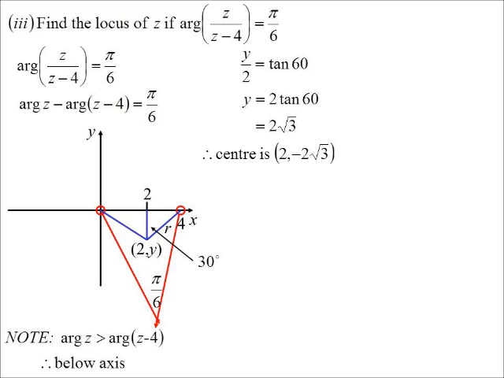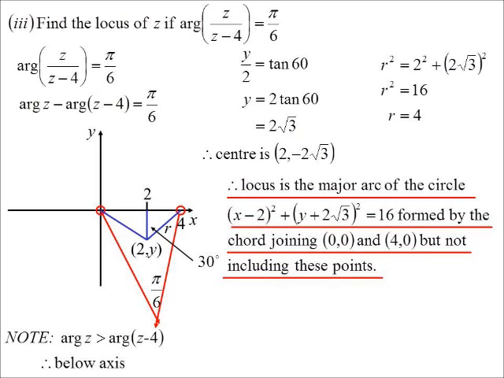The radius, bit of Pythag. We know the radius is 4. We have our answer. The locus is the major arc of that particular circle, formed by the chord joining 0, 0 and 4, 0, not including those 2 points because the starting point of the ray is not included.